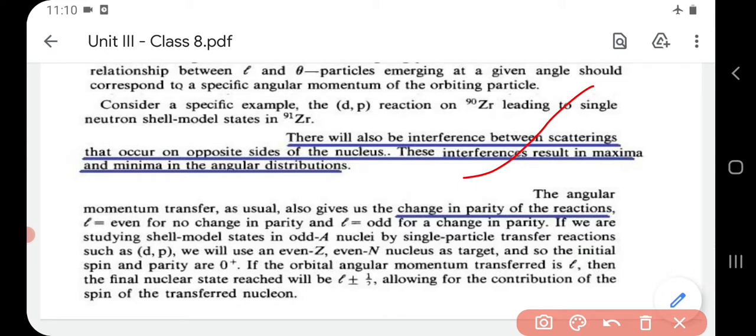Now the angular momentum transfer gives us a change in parity of reactions. That also you can write. That is, L will be even for no change in parity, and L will be odd for a change in parity. Okay, that much is enough. No need of writing this.